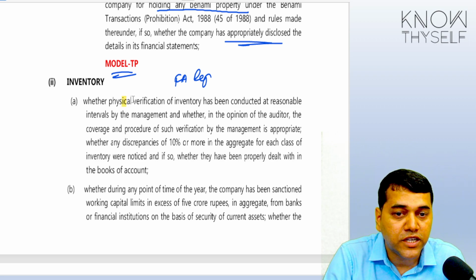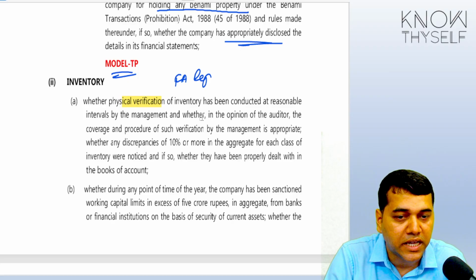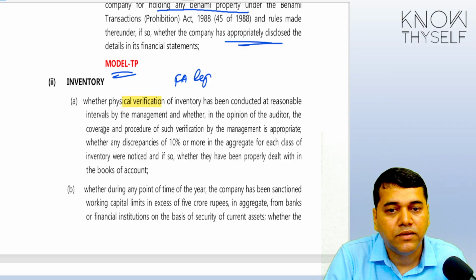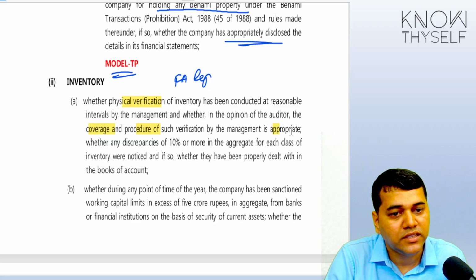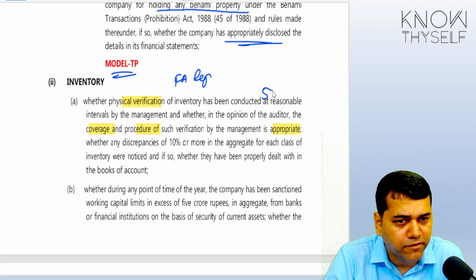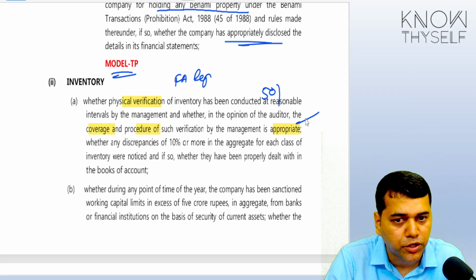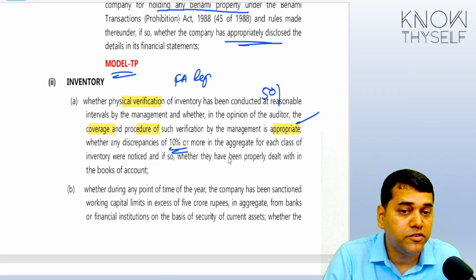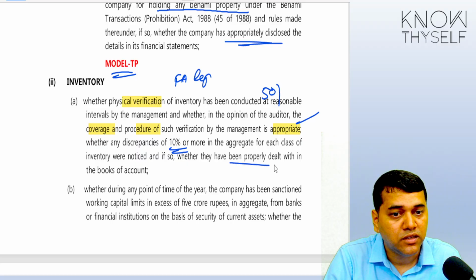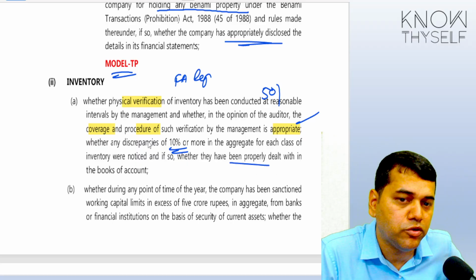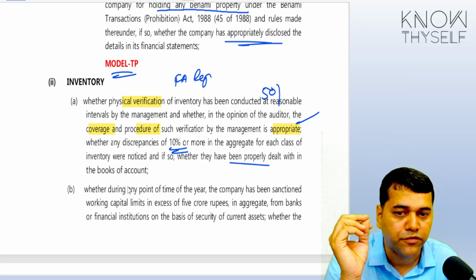Whether physical verification of the inventory has been conducted at a reasonable time, and whether the coverage and procedure is appropriate. Anyhow, you are covering 501 also, so it is becoming very easy for you to report now. Is there any discrepancy of more than 10%? If yes, have it been properly dealt in the books? So it's very easy to remember, which is very similar to FA.